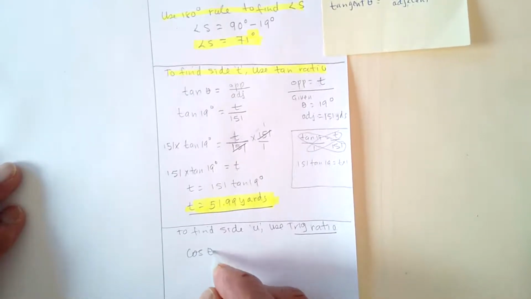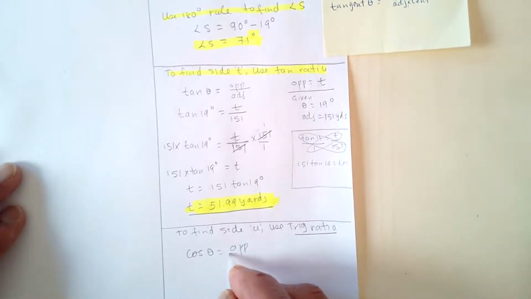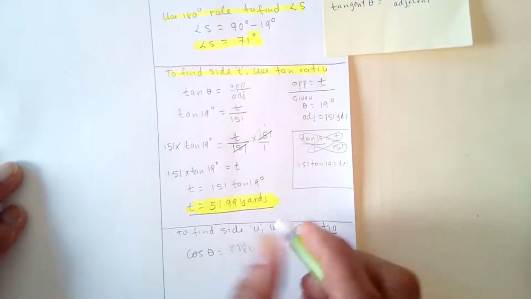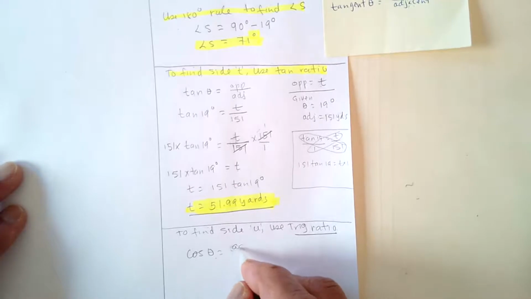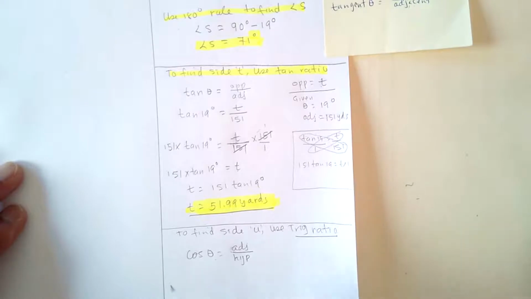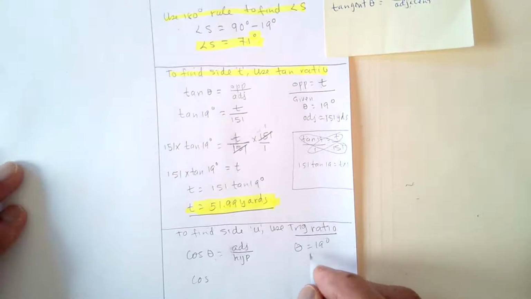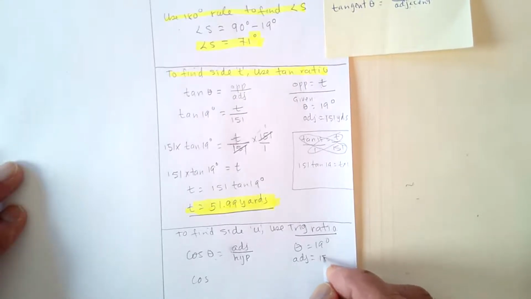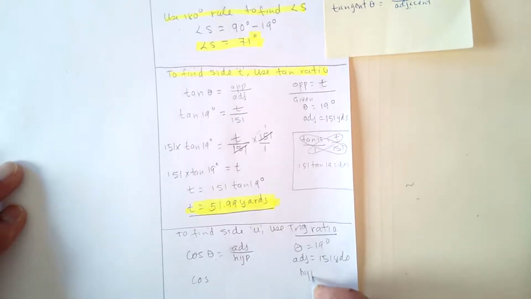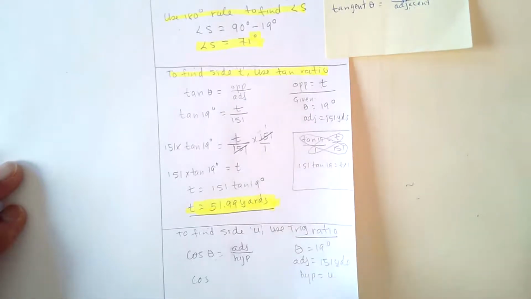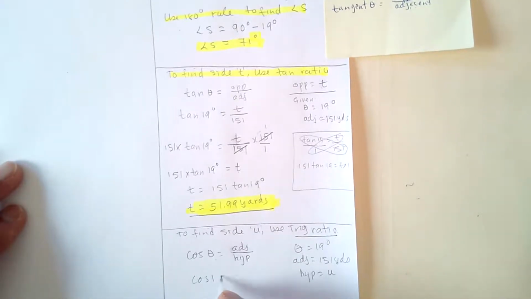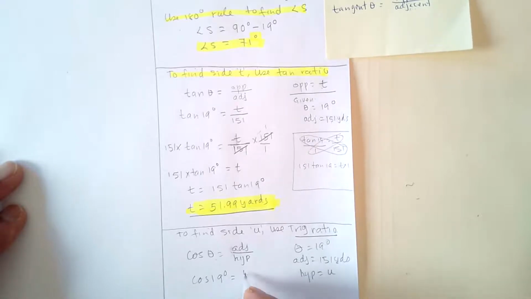So cosine theta is adjacent over hypotenuse, ADJ over HYP. So we have cosine, theta is 19 degrees, and the adjacent side is 151 yards. And we need to find the hypotenuse, which is u. So cos 19 degrees is 151 over u.